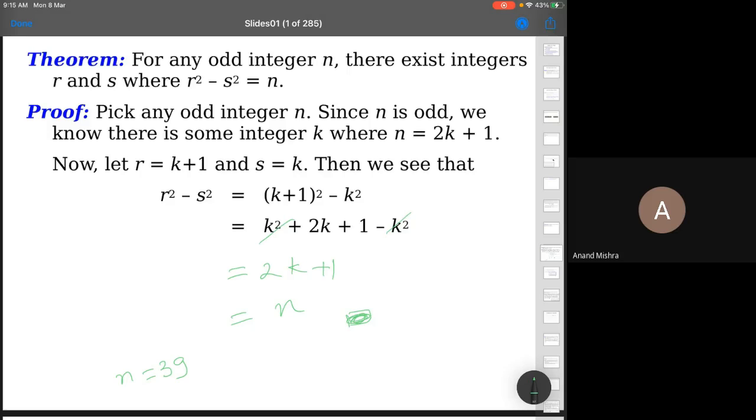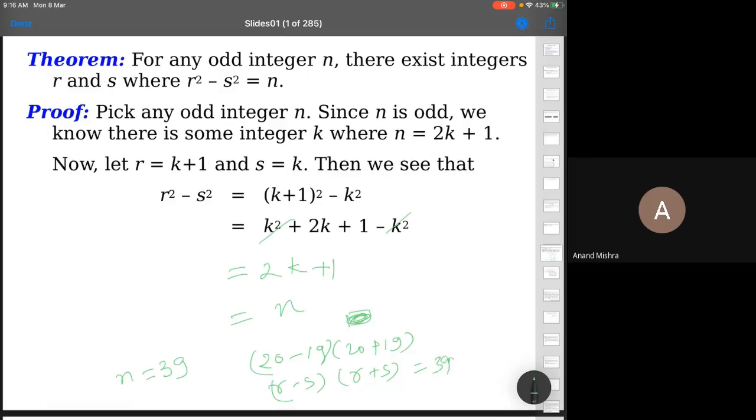You just need to show that there exists such a k where you can really do this, and that k in this particular example was, for example, 20 and 19, right? So 20 minus 19, 20 plus 19. This is r minus s, r plus s, and this is 39.